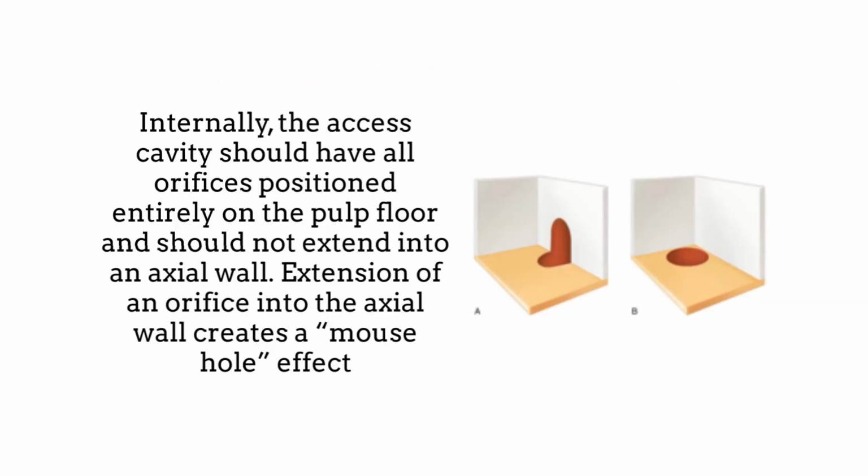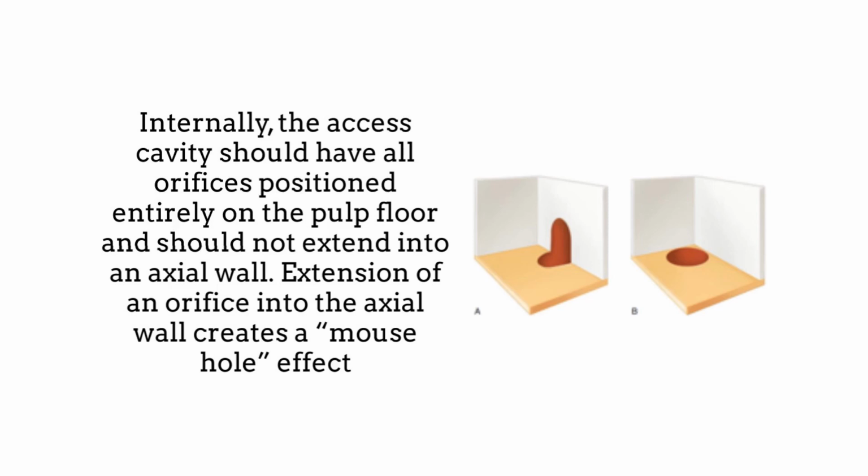You all have heard a term which is known as the mouse hole effect. What is this mouse hole effect? When you are preparing your access opening and extending the walls of the pulp chamber, you must have seen that sometimes your orifices are not located entirely on the pulpal floor, and some part of your orifice is extending or hiding into the axial wall, and you have not cleared your axial wall enough so that your orifice can come on the pulpal floor. So this creates a mouse hole effect.